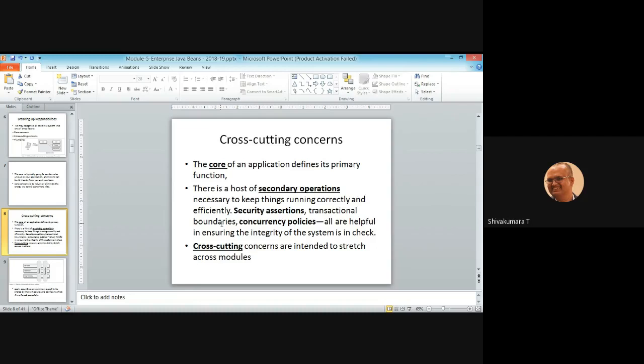So the main source of data and the receiving of the data should be the same and should be unique, right? All those integrity checks which happen with the help of the secondary operations are called cross-cutting concerns. And cross-cutting concerns are intended to stretch across modules. So from one module to another module there should be a link.